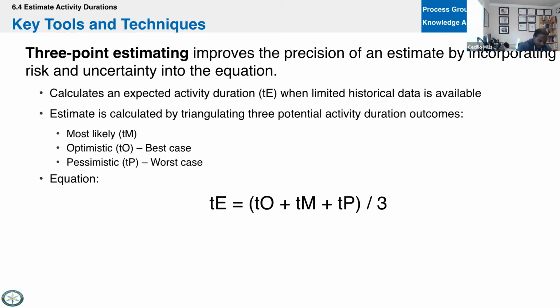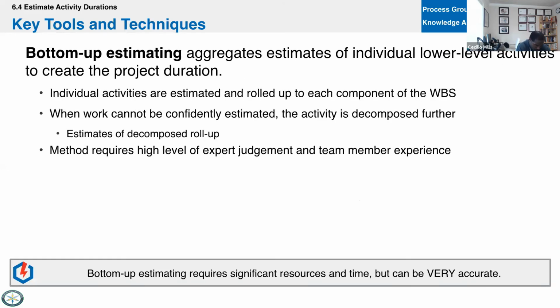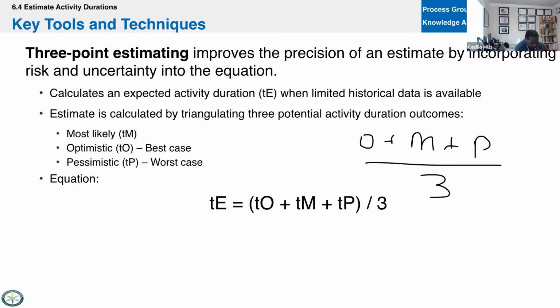Right, now, another way, right, we have the TE. It should just say optimistic plus most likely plus pessimistic divided by 3. That's literally what it is, right? So take 3 numbers, divided by 3, and you get the average. That is called the simple, or triangular. Those are the 2 terms for that. That's simple or triangular.